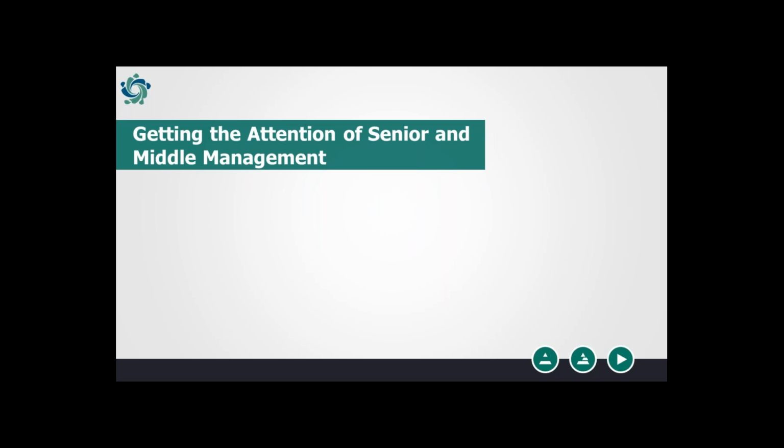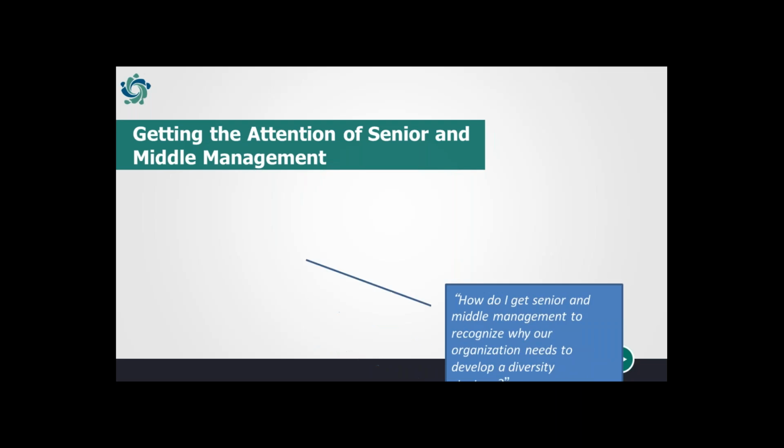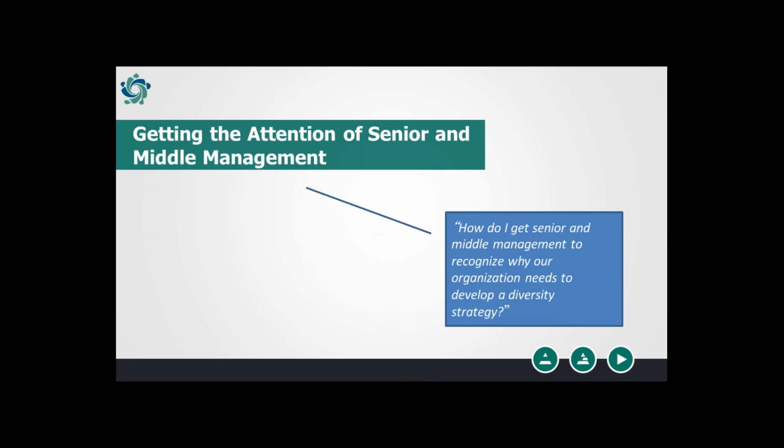So I thought I'd start off with how I define diversity. I've titled this first agenda item why you should develop a strategy, but a better way to say it is how do we get the attention of our senior and middle management to recognize that our organization needs to develop a strategy. The approach and work I'm going to present today I've been working on for quite a few years, and it's based on good practice research and my own experience. I thought I would start with a quick poll as a lead-in to this first section.